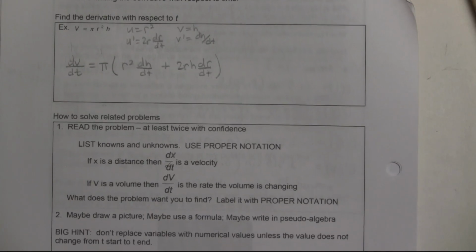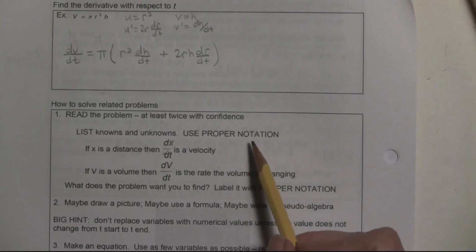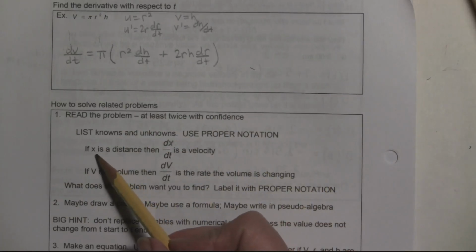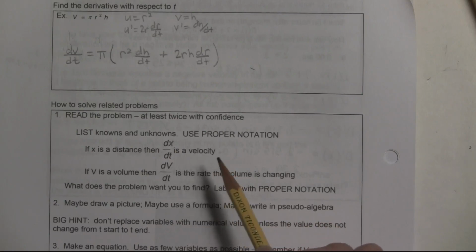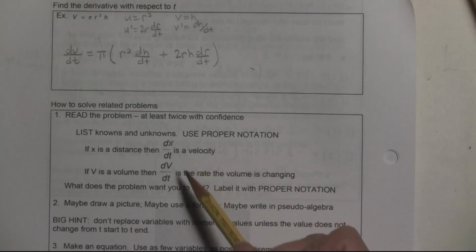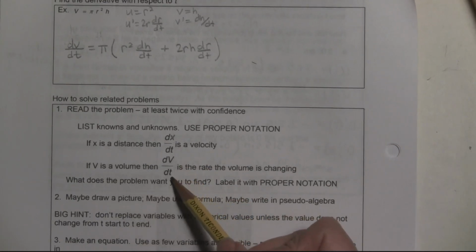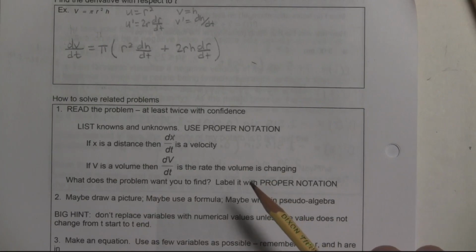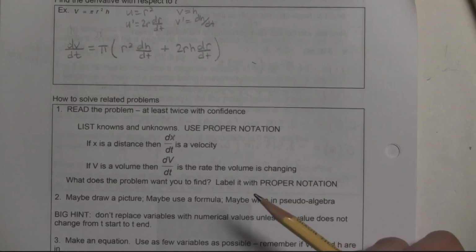For these related rate problems, you want to read the problem all the way through a few times, list things that are known and unknown, and use proper notation. What I mean by proper notation: if x is a distance, then dx dt would be the velocity. So if they start talking about a velocity, you should be writing something like dx dt for that velocity. If V is a volume, then dV dt is the rate that the volume is changing. So if they tell you the rate that a volume is changing, then it's dV dt.